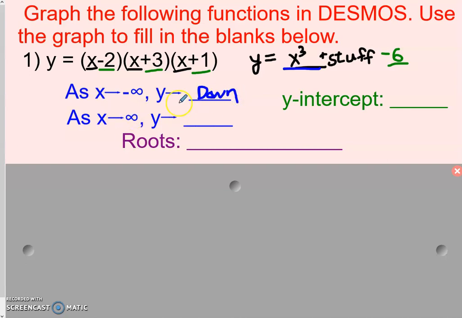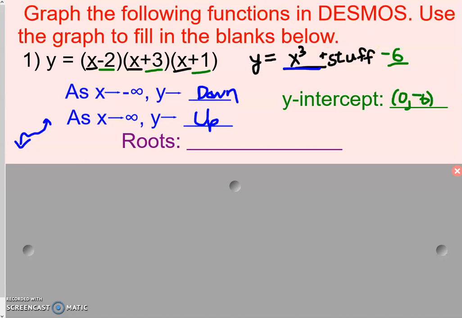And as x becomes positive, put in a really big positive number. When you have a positive number cubed, it stays positive, which means y is going up to the positive values. So I know this graph is going to start low, it's going to wobble around, and it's going to end high. Now, what about the y-intercept? Well, the y-intercept happens when x is 0. And when x is 0, all this stuff here zeroes out, and we're left with negative 6.